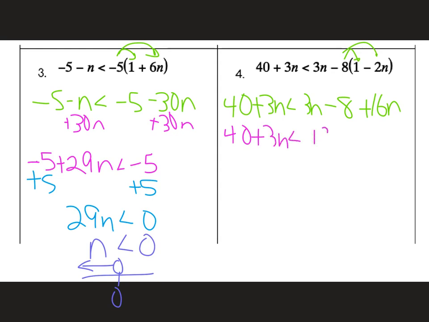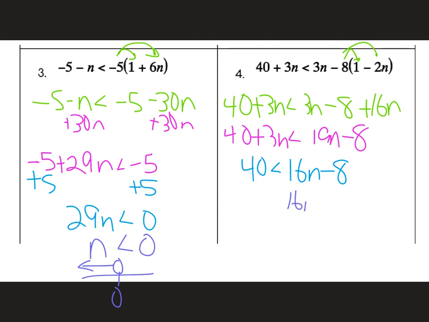3n and 16n is 19n minus 8. I'm going to go ahead and subtract 3n from both sides. I'm going to subtract 3n and not the 19n because 3n is smaller, so I will have a positive in front of my n. And then I'm going to add 8 to both sides now.